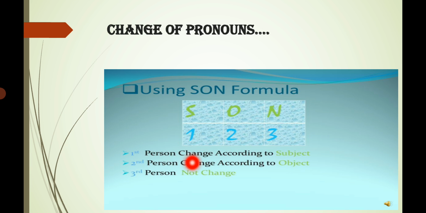Okay, and if there is second person, like you, in reported speech inside the commas, it will be changed according to the object. If you have second person in the reported speech, that is inside the commas, you will change it according to the object. Which object? The one outside the commas in the reporting speech.